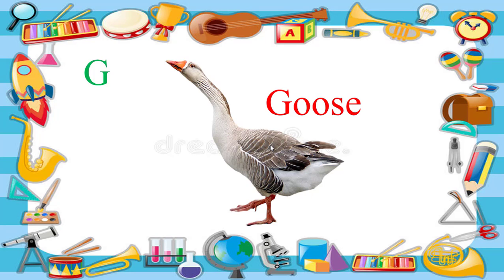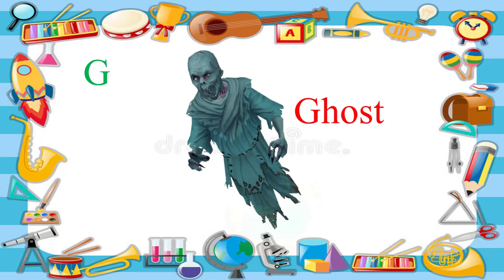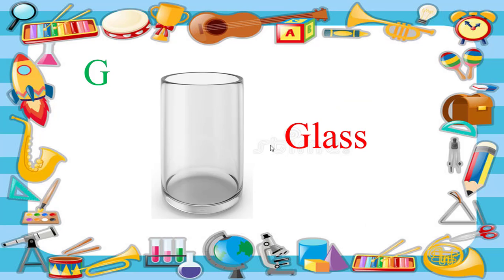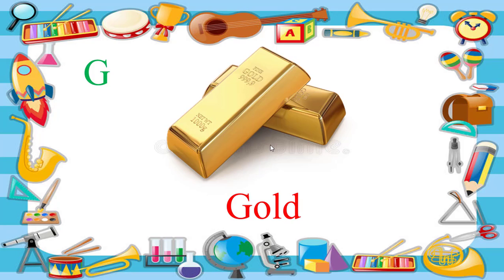G is for goose. Goose. G is for ghost. Ghost. G is for gym. Gym. G is for glass. Glass. G is for gold. Gold.